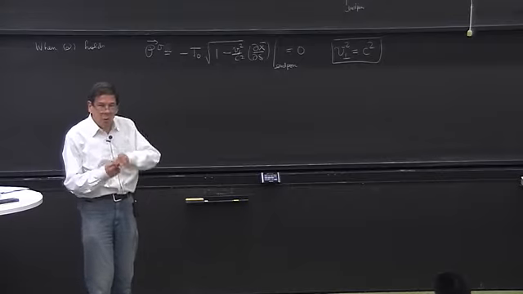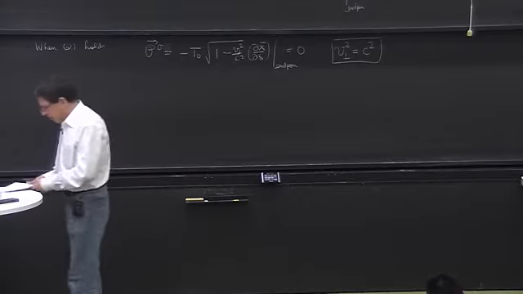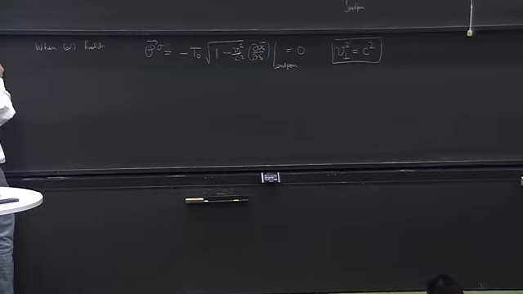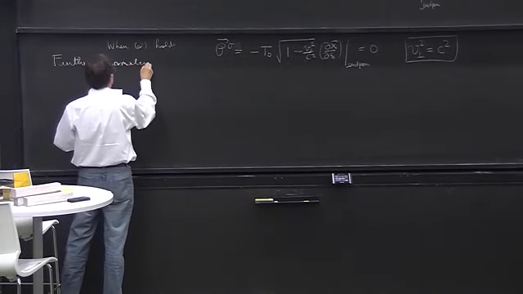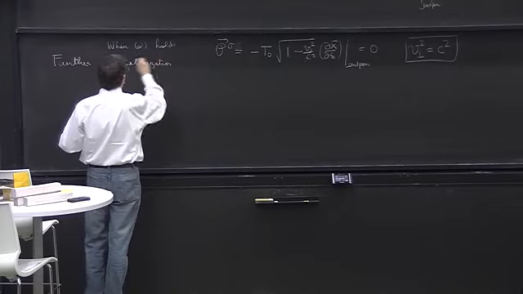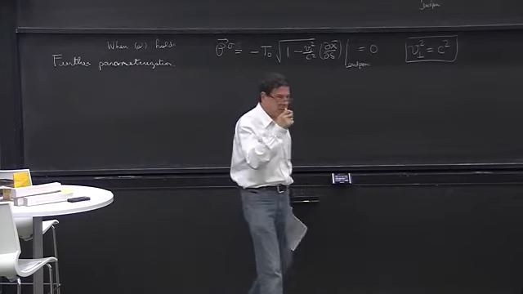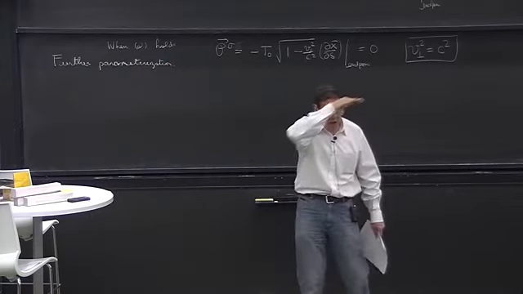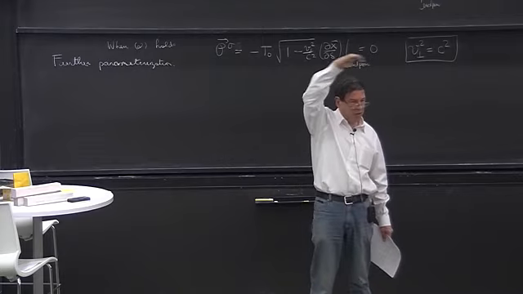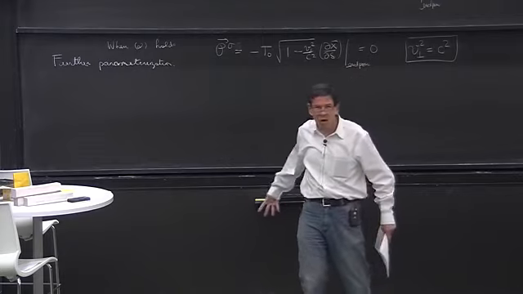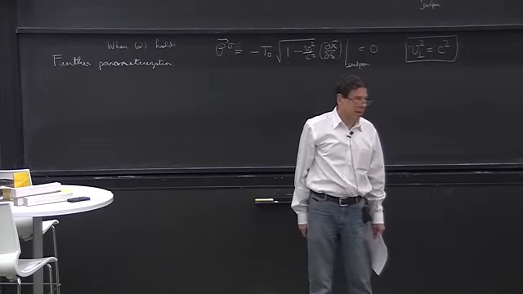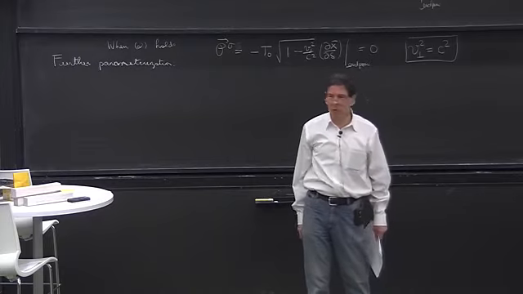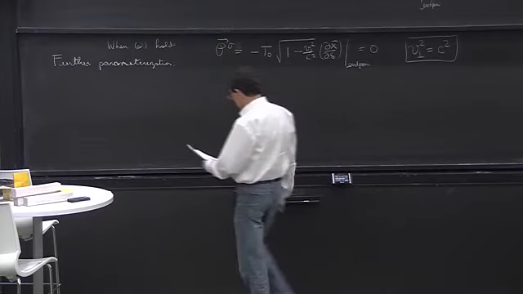Further parameterization. We've done the tau parameterization. Let's do sigma. We've drawn, you see, you should think in terms of drawing lines. We've drawn the constant tau lines on the world sheet. Now I want to draw the lines of constant sigma on the world sheet. And we're going to do it in a simple way. It's a physically intuitive way.